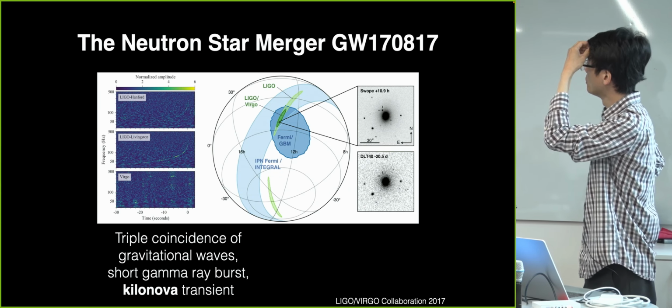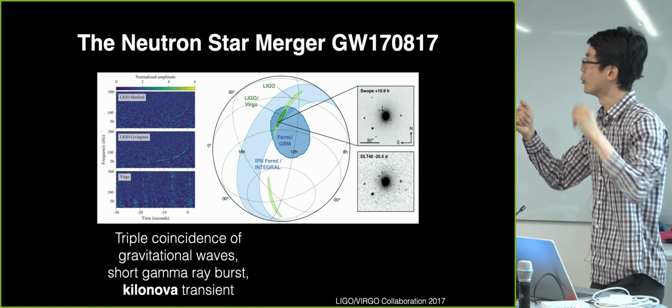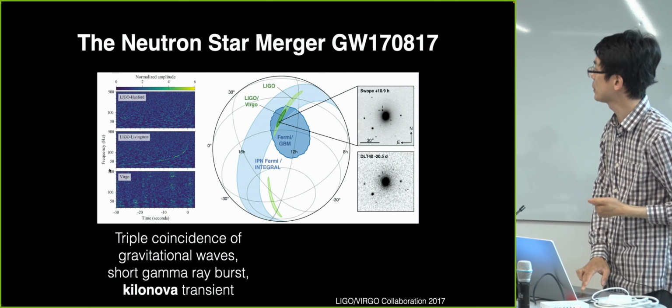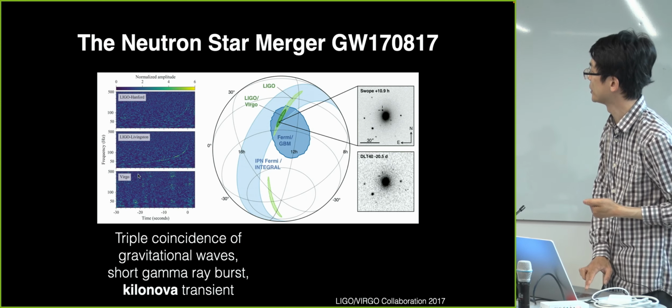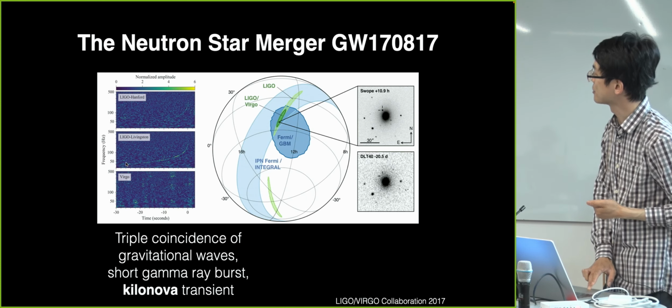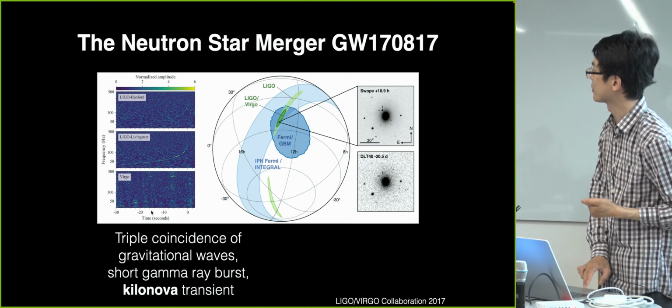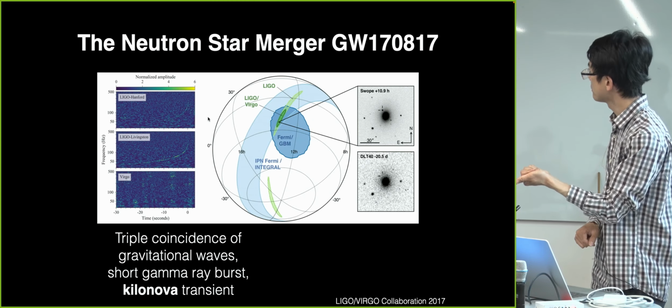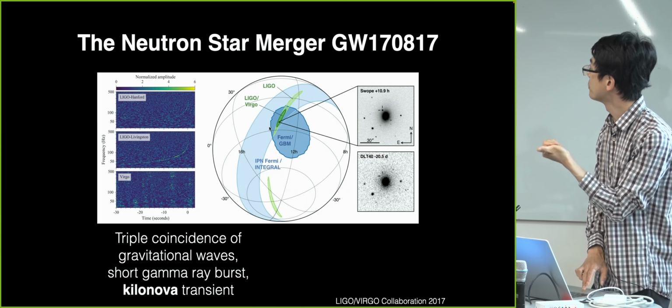This was a wonderful multi-messenger event where there was a triple coincidence of gravitational waves. That's this plot over here. This is the frequency versus time, and this color coding is the strain. You can tell that it's a neutron star merger because this whole thing lasts like 30 seconds as opposed to a couple of seconds. So we saw a pair of merging neutron stars.